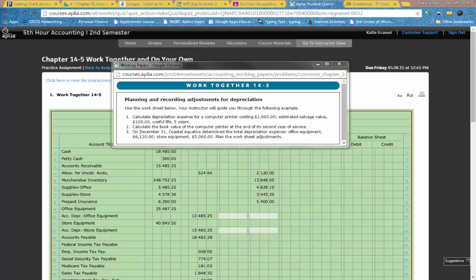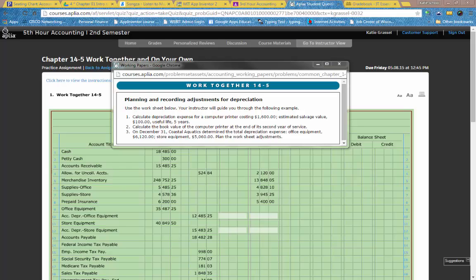So we have two types of plant assets that are going to need to depreciate. We have office equipment and we have store equipment. Two different locations. The office is what helps them run and maintain the business, and the store is where the customers come in. So what they said is they've calculated depreciation expense for a computer printer costing $1,600. The estimated salvage value is $100 with a useful life of 5 years. What does that mean? At the end of its useful life, you should be able to sell it for $100.